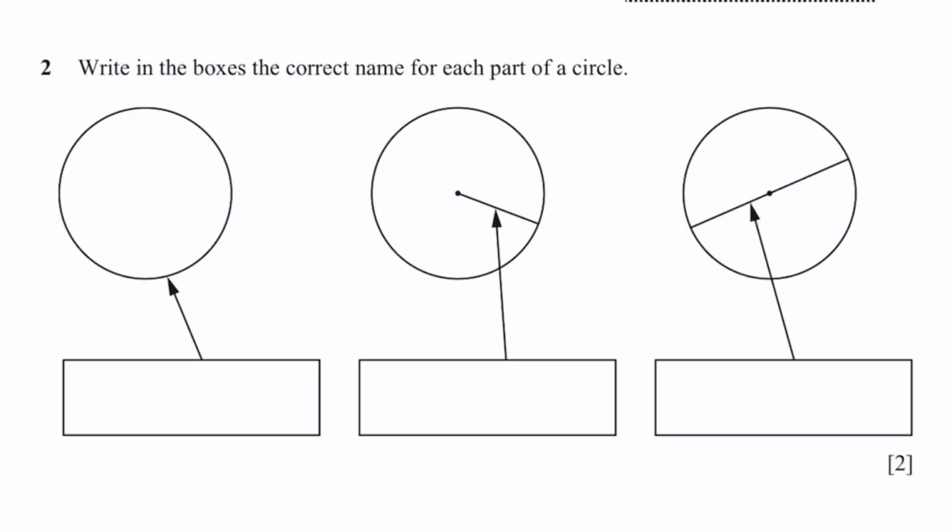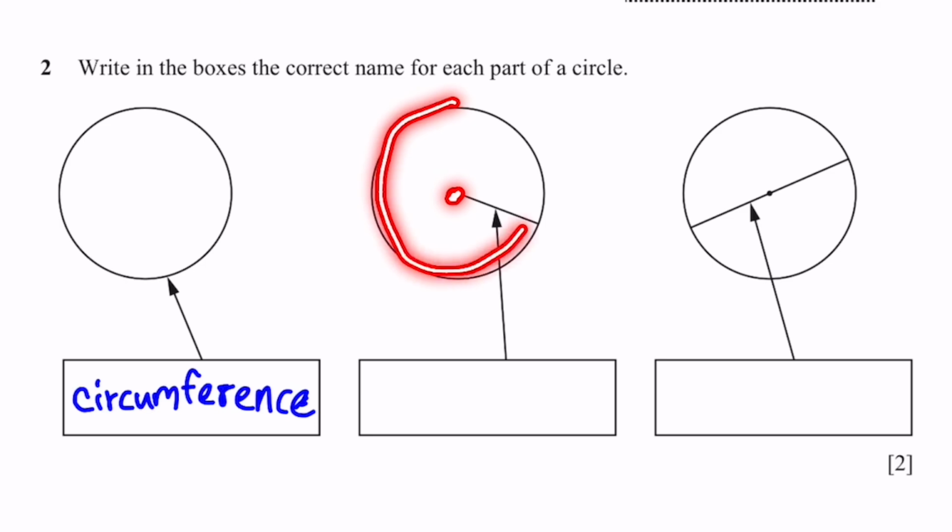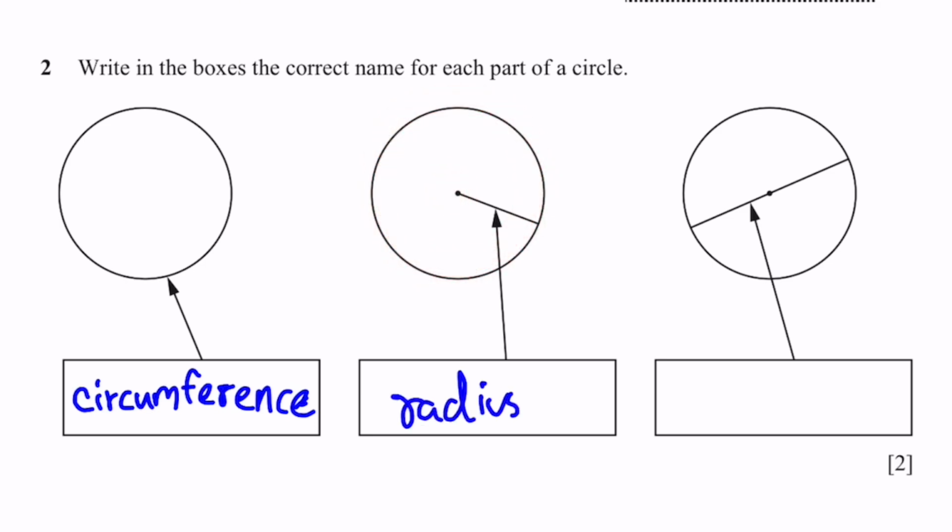Question 2. Write in the boxes the correct name for each part of a circle. So first we have the perimeter of a circle, which is called circumference. Then we have center till a point on the circumference, which is the radius. Then we have 2 times the radius, which is the diameter.